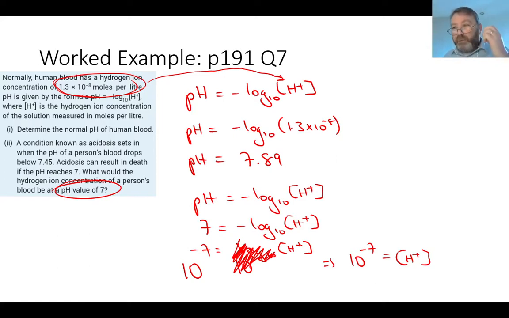And those are rules that you will carry forward from here right the way through the rest of this course, because logs and indices are going to come up all over the place from now on. And the key thing to remember is when they appear, do everything in your power to get rid of them so that you can work simply with the algebraic terms.